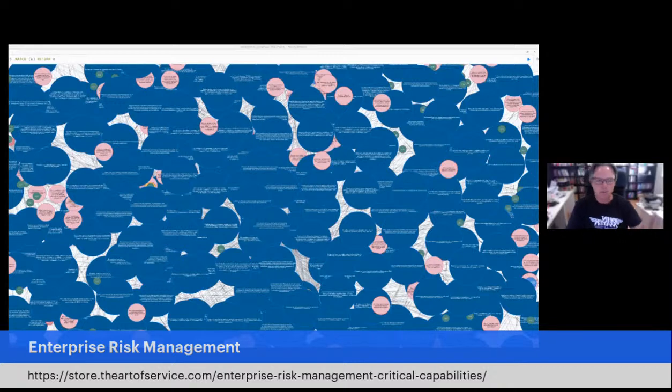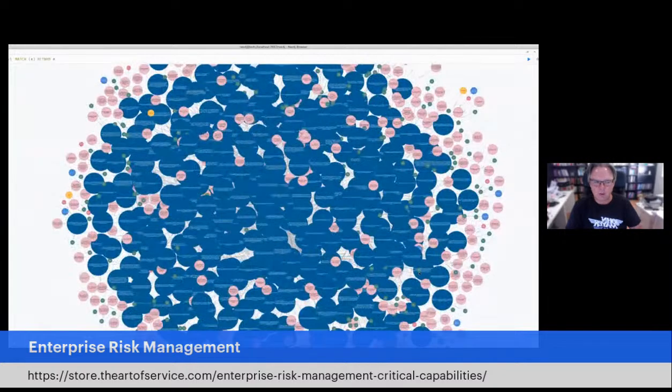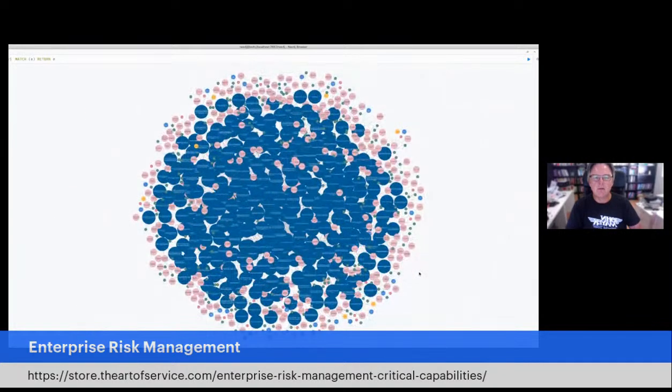Right now is the whole critical capabilities overview of enterprise risk management. And let me zoom out a bit so maybe you get to see the whole thing. If it wants to play, there she goes. Look at all this. So here we have all the critical capabilities that are in the enterprise risk management Kanban, the enterprise risk management critical capabilities.